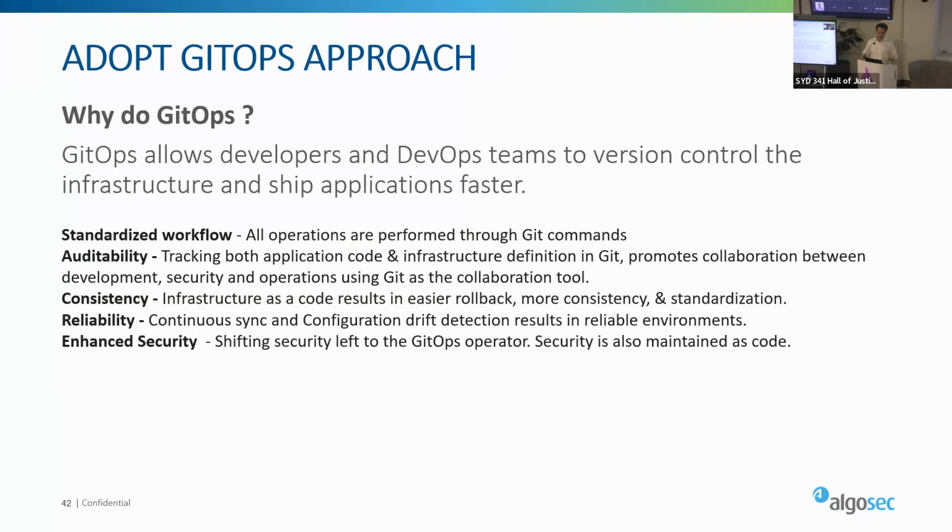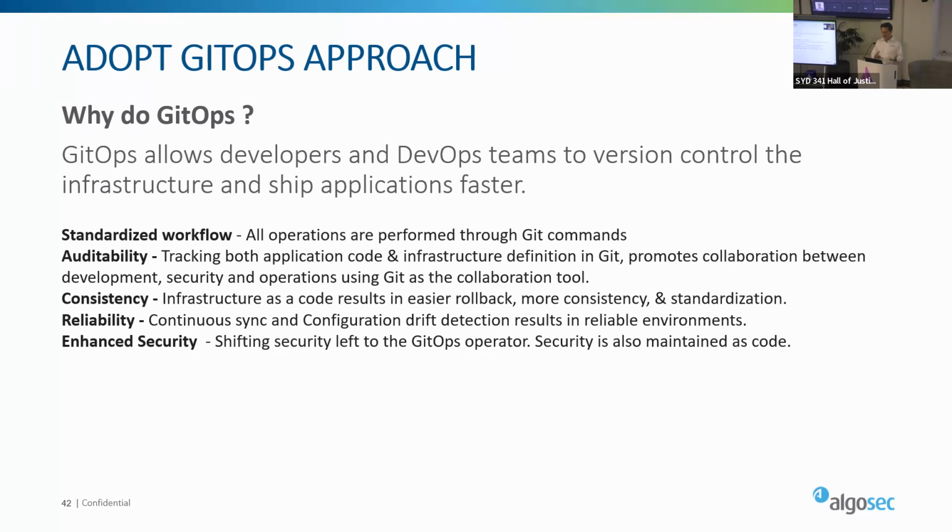So why do GitOps? Because it allows developers and DevOps teams to version control the infrastructure and ship applications faster. So we mentioned already the standardized workflow, auditability, consistency. Those are all features that Git provides by itself, and you use the same concepts in the deployment approach.